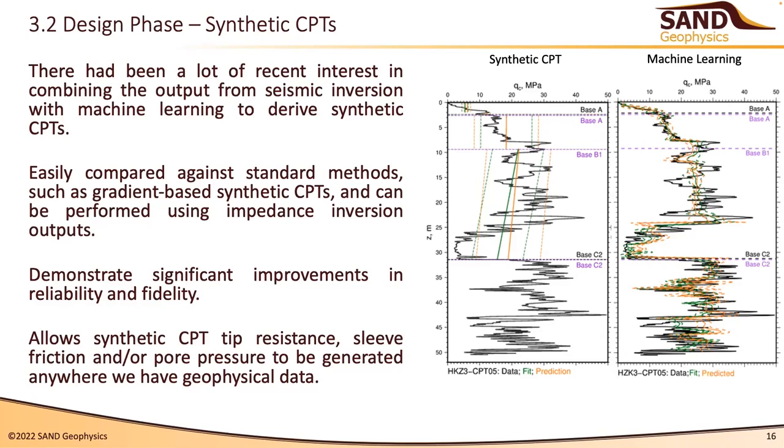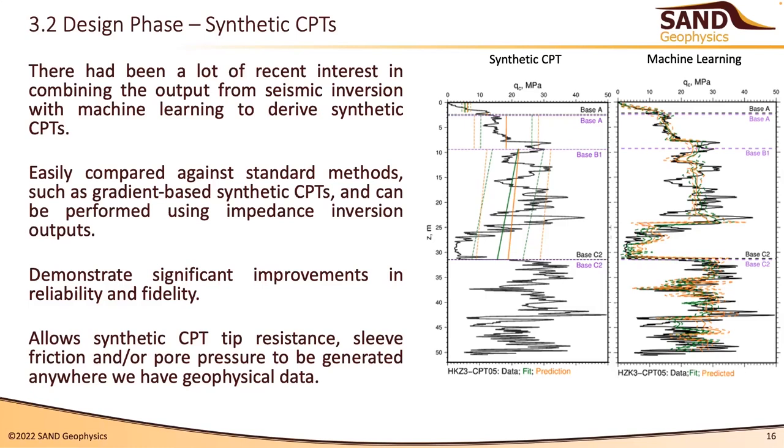So a more traditional approach to generating synthetic CPTs and propagating CPT parameters around between your isolated 1D locations is to use these gradient-based synthetic CPTs, so gradient-based interpolation, which simplifies the CPT response to essentially average values with depth trends and spatial trends within each layer. And then you can associate with that uncertainty bounds, so upper and lower uncertainty bounds. And that's what we see on the left image here.